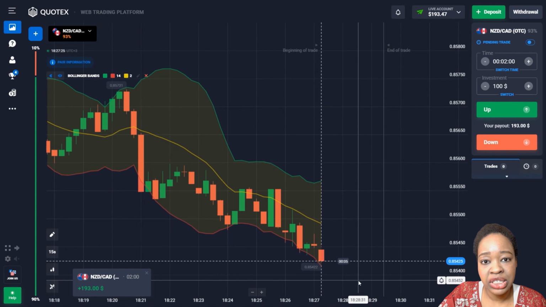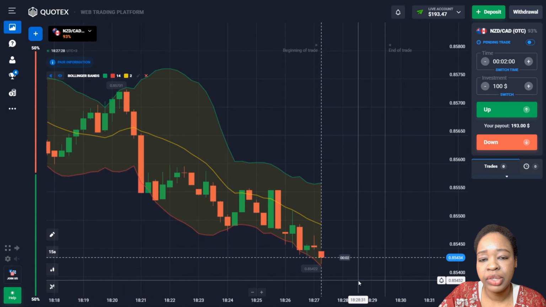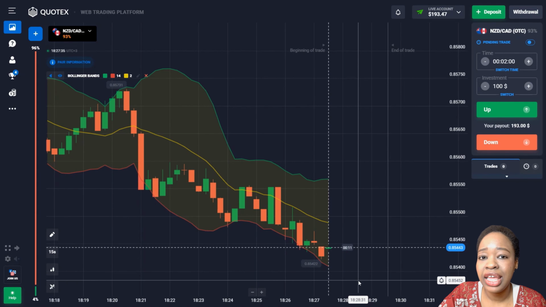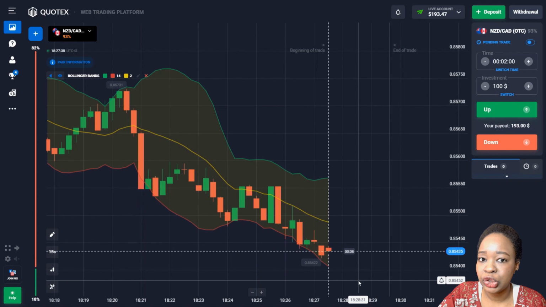This is awesome, friends. You can see the price moves according to my scenario. It shows a very good downward trend here, and I made a very good profit from this trade. The indicator was right. So let me continue.